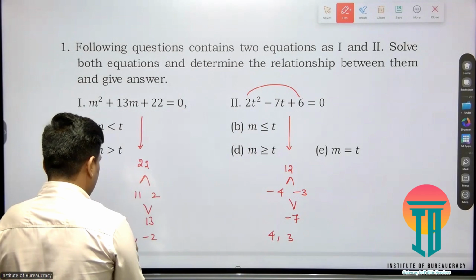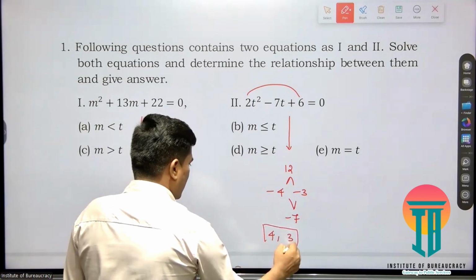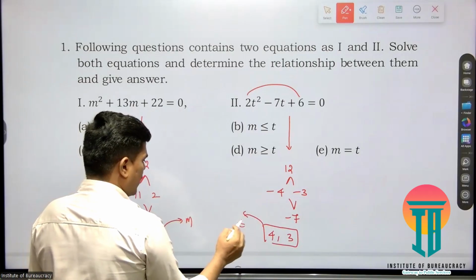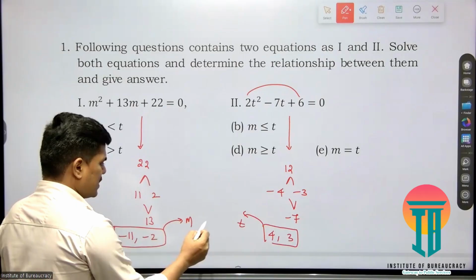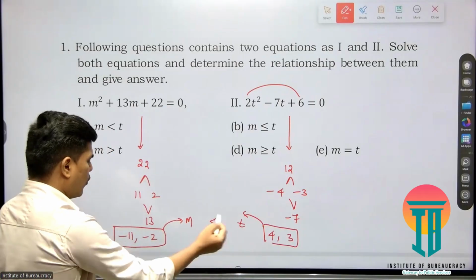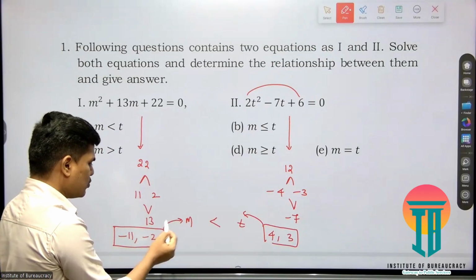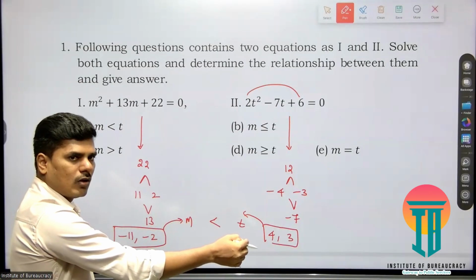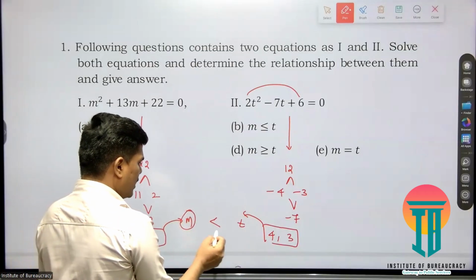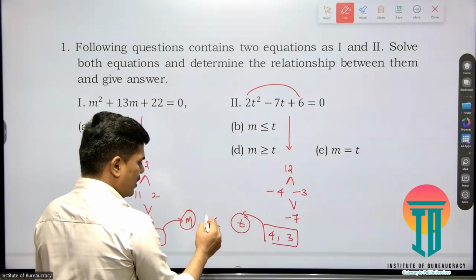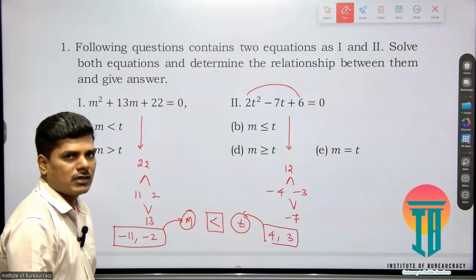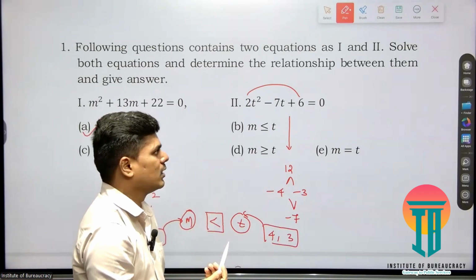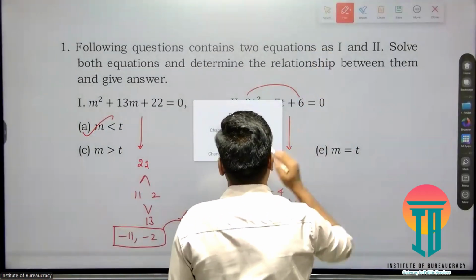Now look at this number and look at this number. If I take any m value, if I take any t value, definitely your m is strictly less than t. Minus 11 is less than 4, minus 2 is less than 4. Minus 11 is less than 3, minus 2 is less than 3. So any m value if I take, any t value if I take, then this inequality, m less than t, is true. Therefore, option A is the correct answer for this. So we'll move on to the next question.